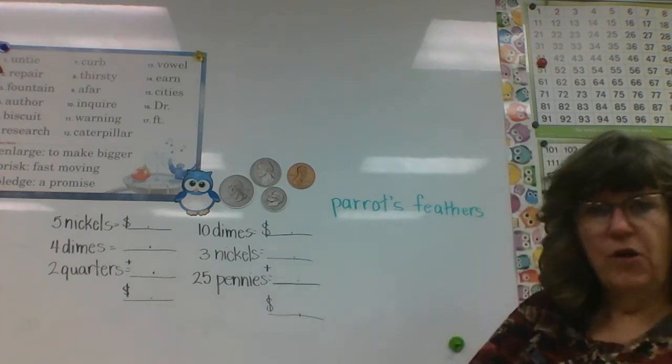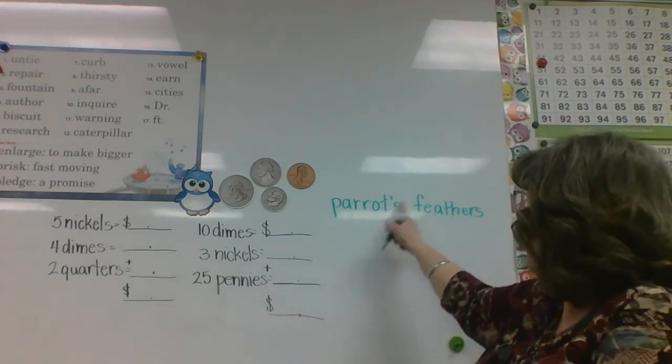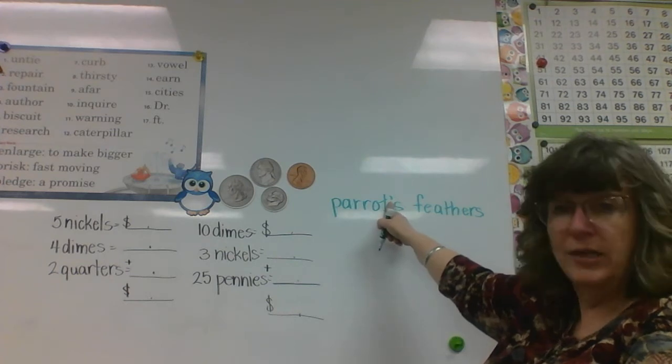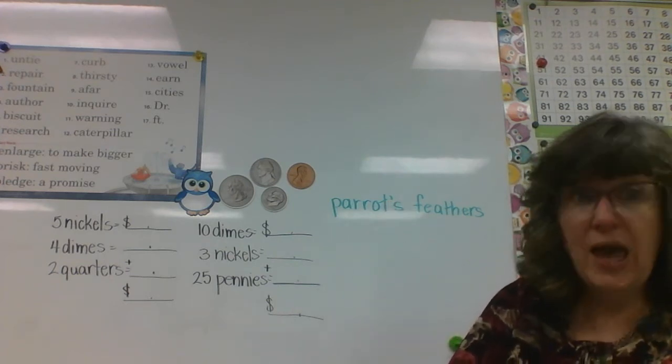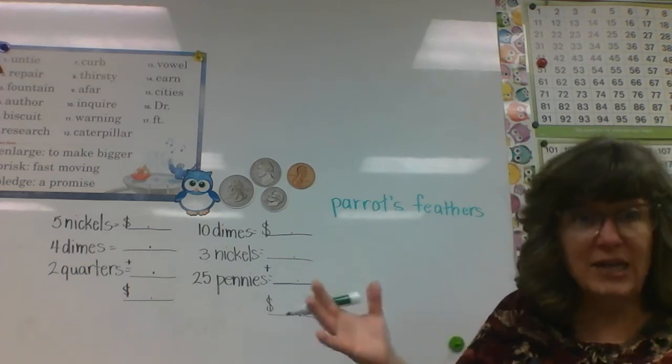Can you see that clear over there if I can move out of the way? What does the parrot own? It owns its feathers. We put an apostrophe S. Parrot feathers makes no sense. Parrot's feathers makes lots of sense.